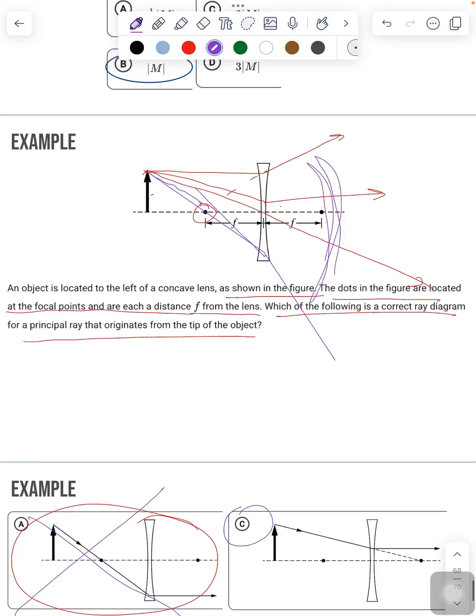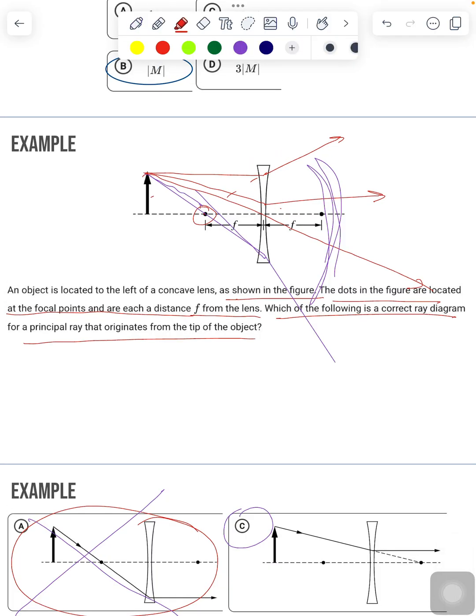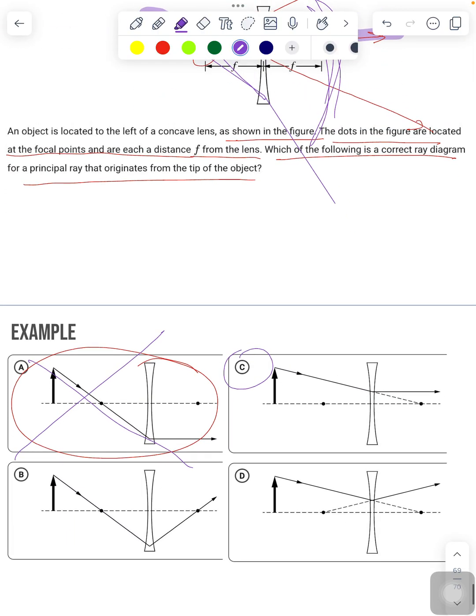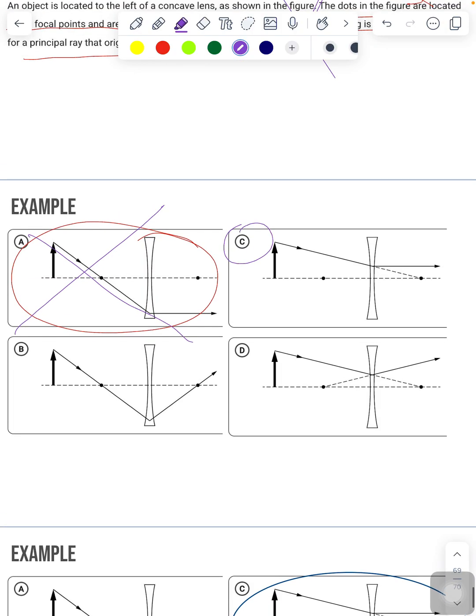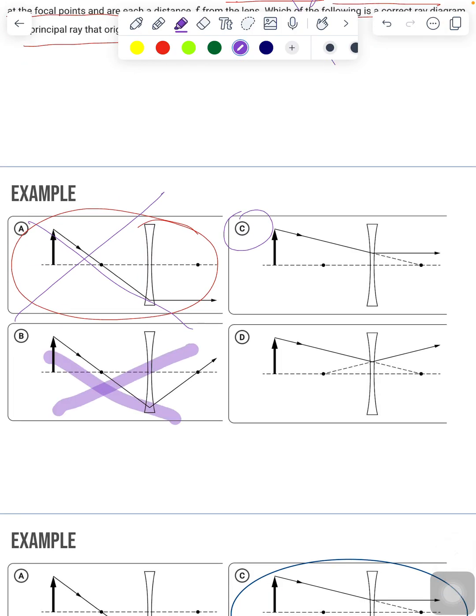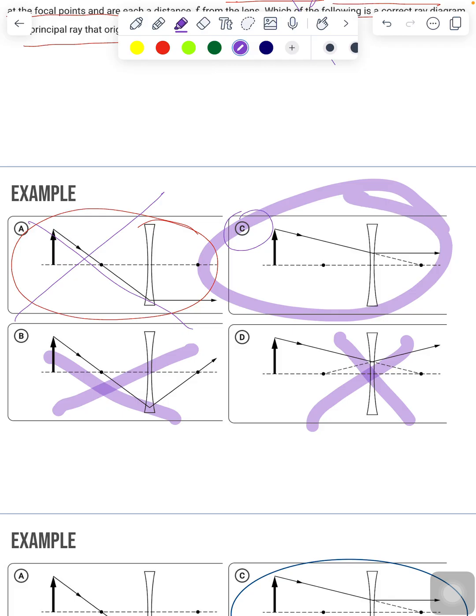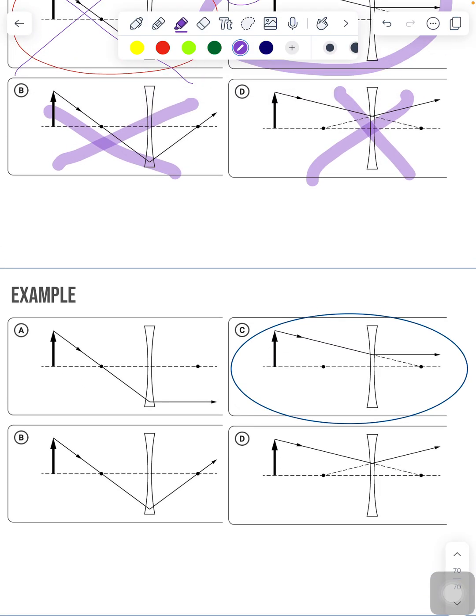C looks exactly like this one that I drew in purple. The one's trying to go through the focal point, but it can't, so it diverts. So I think it's probably C, but let's just check. This one completely looks wrong, and as does this one. So C is the correct answer, and hey, we got it right. Nice job. Thanks for watching.